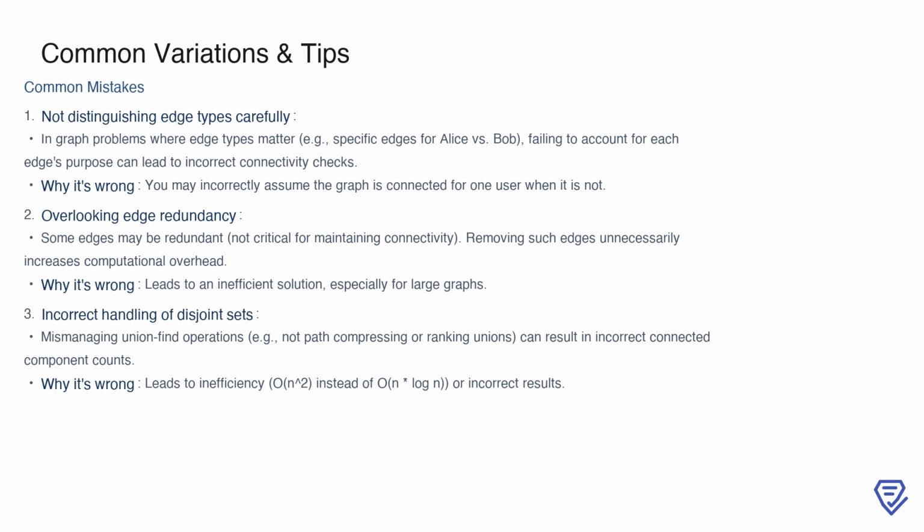Finally, incorrect handling of disjoint sets in union find operations is a frequent pitfall. If you skip optimizations like path compression or union by rank, your solution may end up being far slower than necessary, potentially degrading to quadratic time complexity. Worse, it might even give incorrect results if connected component counts are mismanaged.